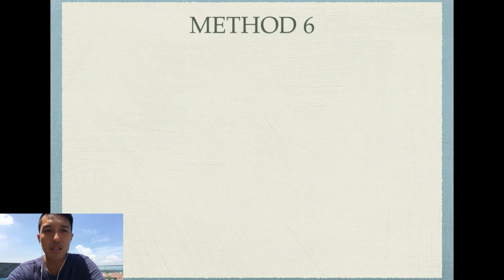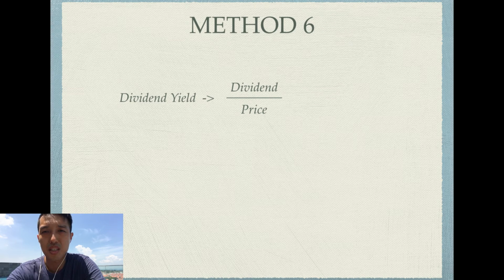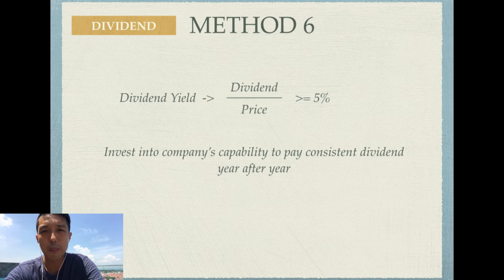Okay, last but not least, the sixth method. This is basically called the dividend yield, for investors who invest in the dividends of the company. So you just take the dividend that will be paid out for that year, divide by the current share price, and that's the yield you're going to get. Typically, you will want to look for a company with a dividend yield of at least 5% or higher to make it justifiable and reasonable to invest in such a dividend yield company.